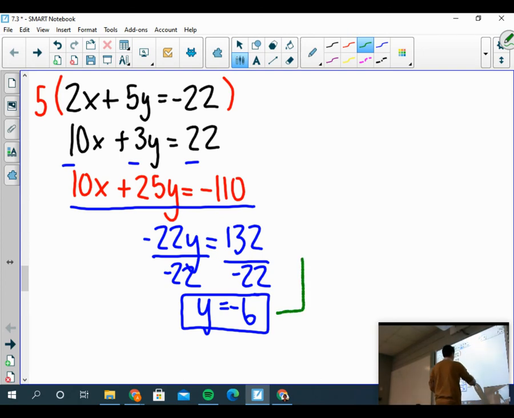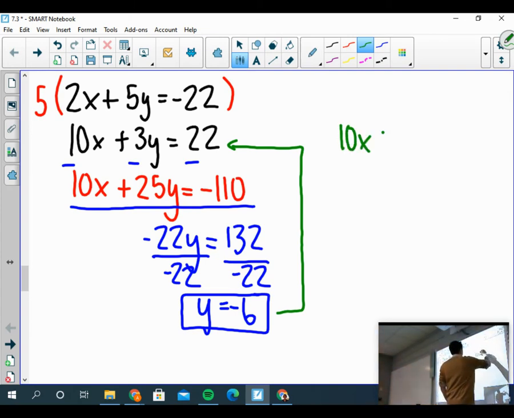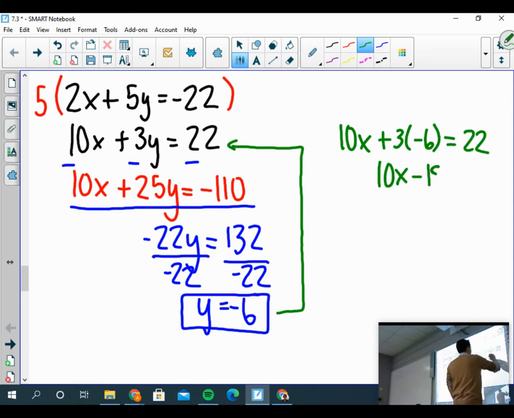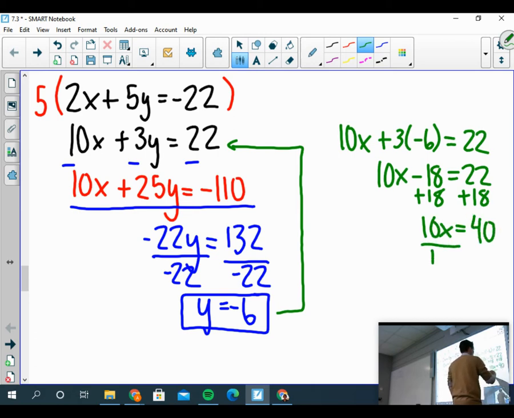Well, I'm going to plug this back into one of my originals. Plug it into an easy one as well. Don't plug it into the multiplied version of the first one if you are going to plug into the first one. I'll just go ahead and plug this into the second. 10x plus 3 times negative 6 equals 22, which means I'm going to get 10x minus 18 equals 22. Add 18 to both sides, and I get 10x equals 40. Divide by 10, and I get x equals 4.